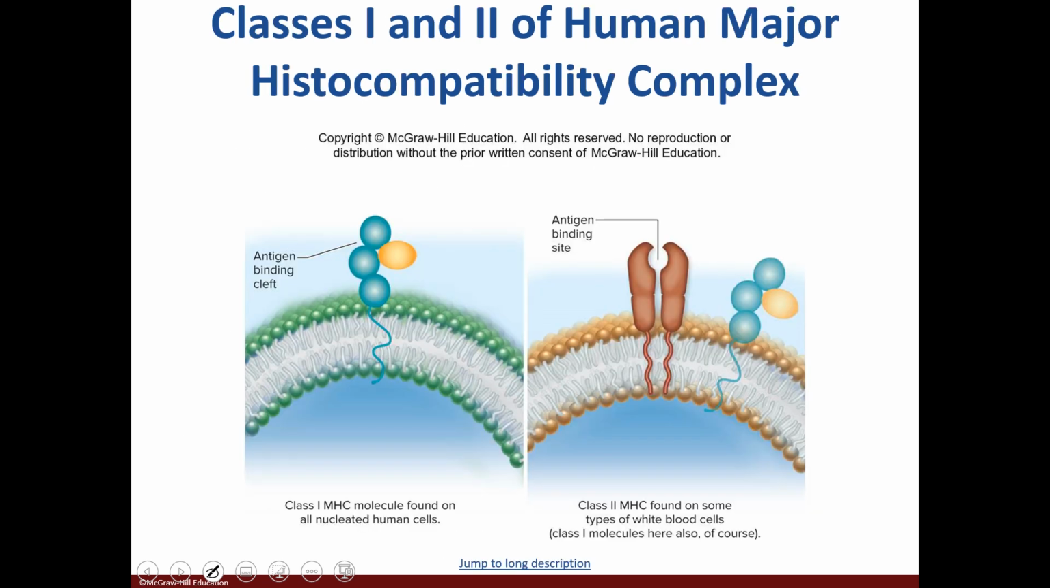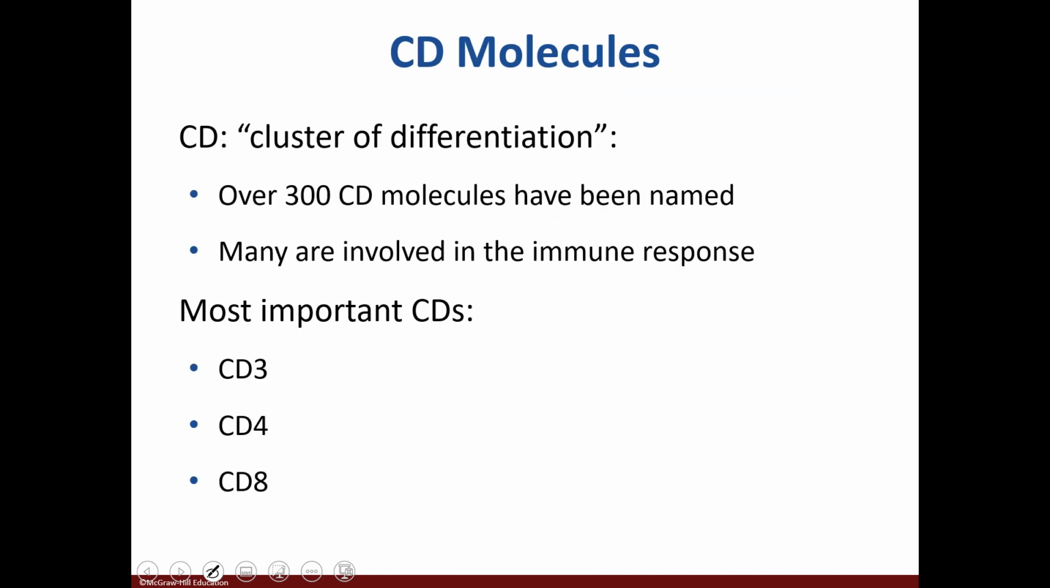On your left, you can see an antigen or an MHC molecule on the cell. On your right is a white blood cell that has both MHC1 and MHC2 present because it's nucleated and is an antigen-presenting cell. There are over 300 CD, or cluster of differentiation molecules, that play a role in our immune system. Common ones are CD3, CD4, and CD8.